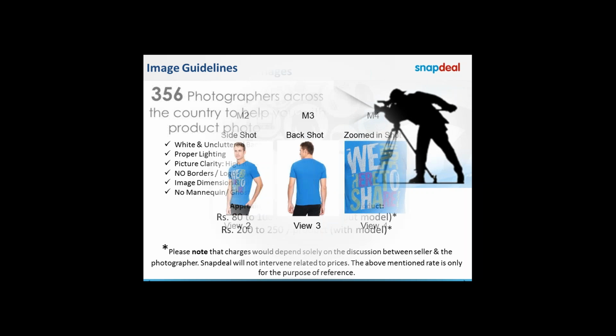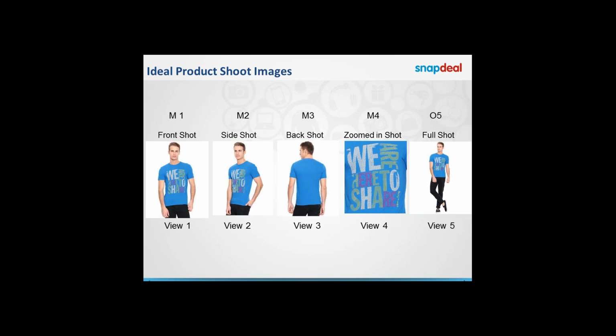This is how an ideal photo shoot is. Image 1, a front view. Image 2, a side view. Image 3, a back view. Image 4, a zoomed in view. And image 5, a view which would cover the person from head to toe, and the buyer would be able to get an idea how the piece of cloth or the product is actually going to look on him.